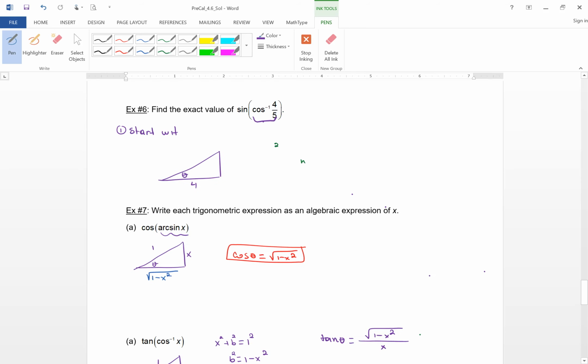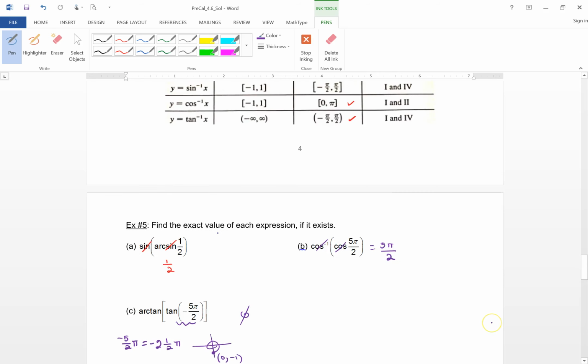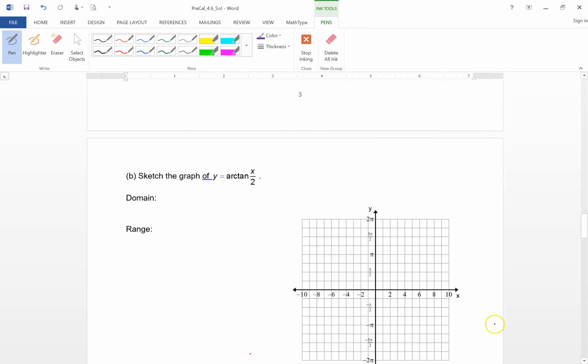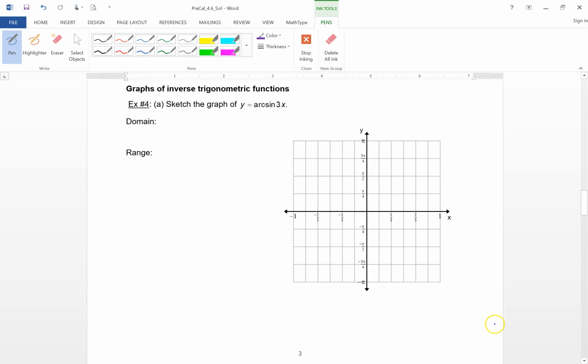All right, how about some graphing? You guys ready for some graphing? Okay. So we're sketching the graph of arc sine 3x. There are different ways to do this. I'm going to do it in a way that I found was successful last year and the year before that I taught this.